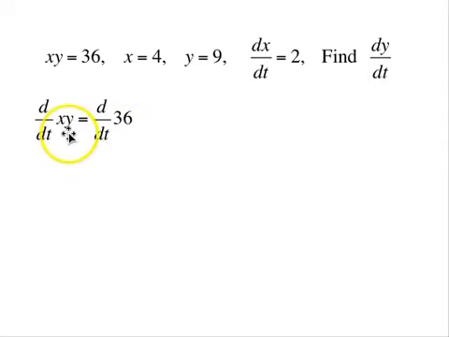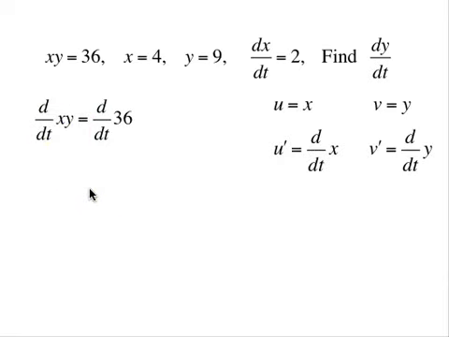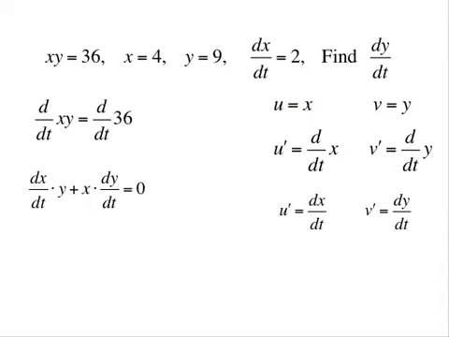The derivative of a product requires the product rule. u is x, v is y. u prime is the derivative with respect to t of x. v prime is the derivative with respect to t of y. But the derivative with respect to t of x is dx/dt. The derivative with respect to t of y is dy/dt. And then our result is u prime v, dx/dt times y, plus u v prime, plus x times dy/dt, equals d/dt of 36, 0, the derivative of a constant is 0.